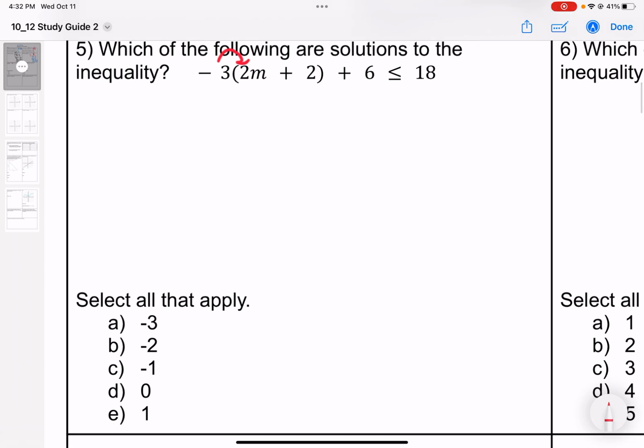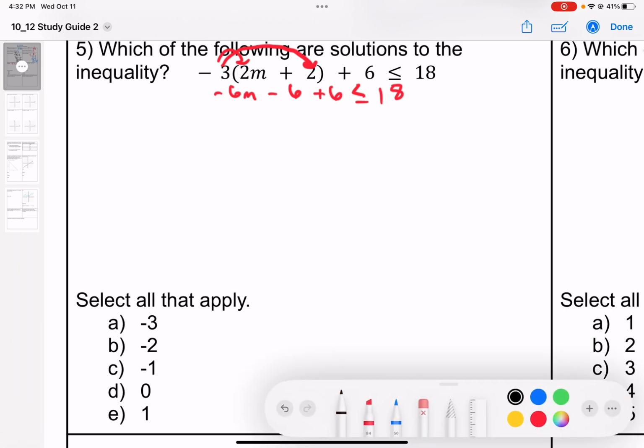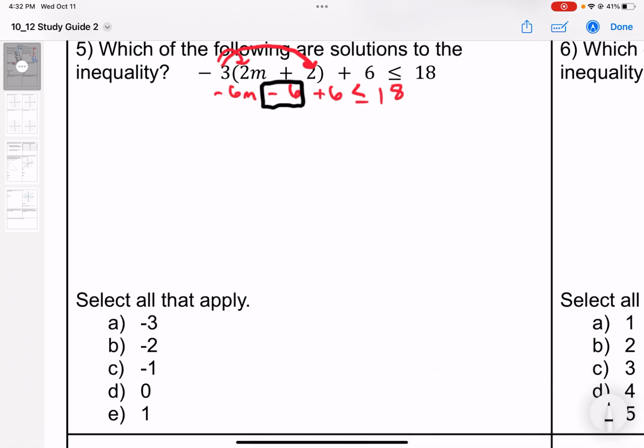There we go. Negative 3 times 2m is negative 6m. Negative 3 times positive 2 is negative 6. Then I have a plus 6 and a greater than or equal to 18. I'm going to combine like terms over here. I have a negative 6 and a positive 6. These are both constants. A negative 6 and a positive 6, they cancel out, right? Negative 6 plus 6, that's 0. So these really just cancel. And I get negative 6m is less than or equal to 18.